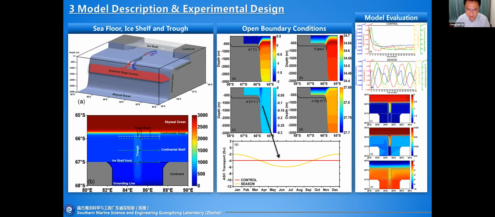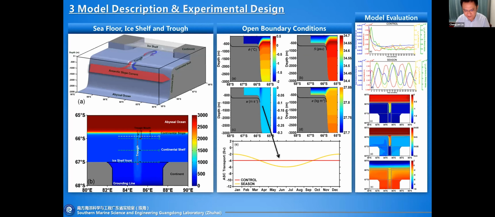So this study aims to clarify three dynamic mechanisms responsible for the MCDW intrusion within a trough on a continental shelf. First, the onshore flow is driven by the bottom pressure torque. Second, the vertical structure of the flow is determined by the topographic beta spiral. Third, the high-frequency oscillation of the onshore transport is induced by the topographic Rossby waves. These three mechanisms occur simultaneously and govern the MCDW intrusion together.